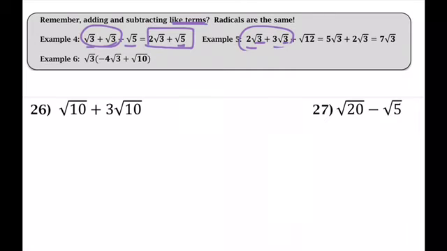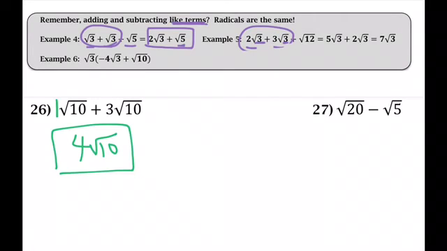So number 26, I've got square root of 10, and by the way, that's 1 square root of 10, plus 3 square roots of 10. So it's kind of like if I have 1x plus 3x, I have 4x. So if I have 1 square root of 10 plus 3 square root of 10, I've got 4 square root of 10. Now that's all you have to do. As long as the square root of 10 can't be simplified, which it can't, then we're done.